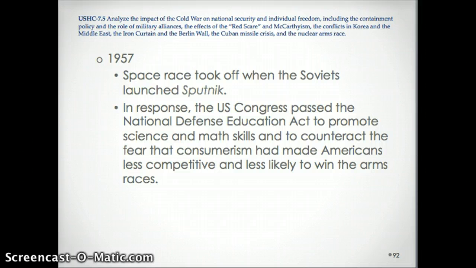In the United States, we're going to think that the Soviets are spying on us. We start to think that we are behind the Soviets. And so the U.S. Congress actually passes the National Defense Education Act, which is to promote science and math skills in school, because they feel that consumerism has made Americans less competitive and less likely to win the arms race. So we need some of our best and brightest to become scientists and mathematicians to help us defeat the Soviets.